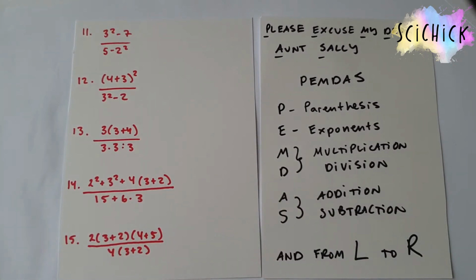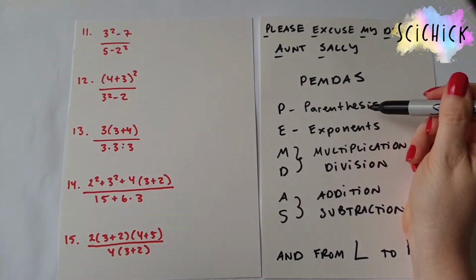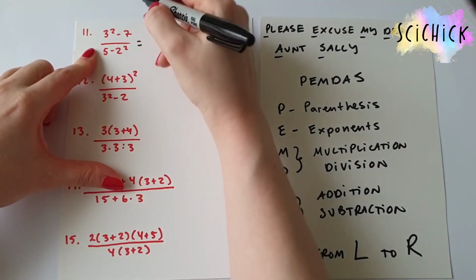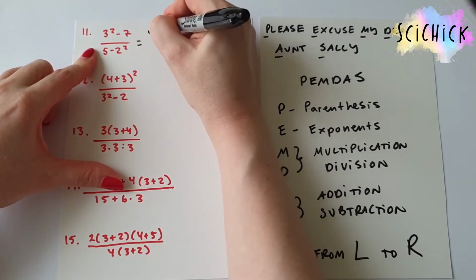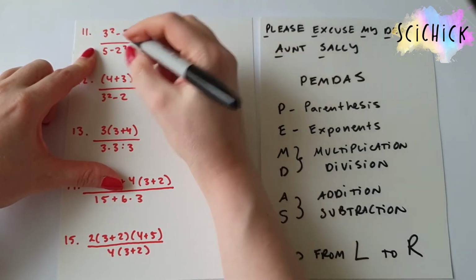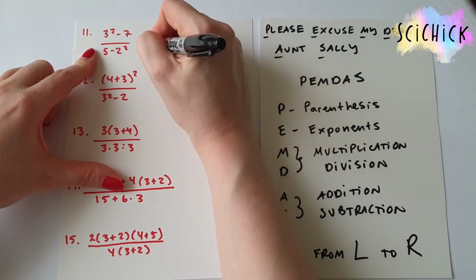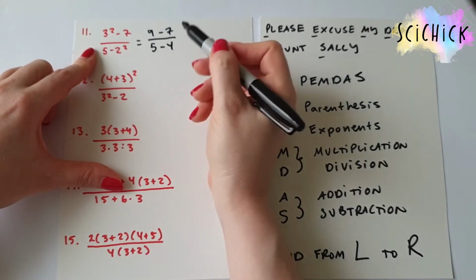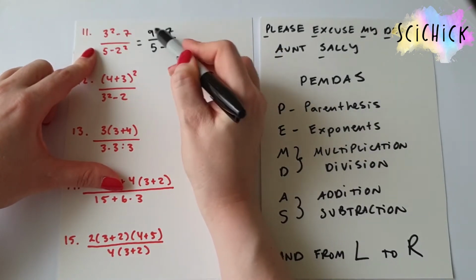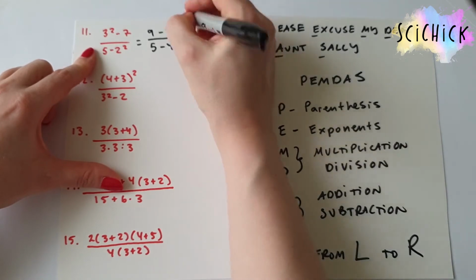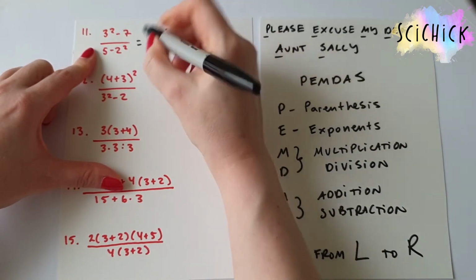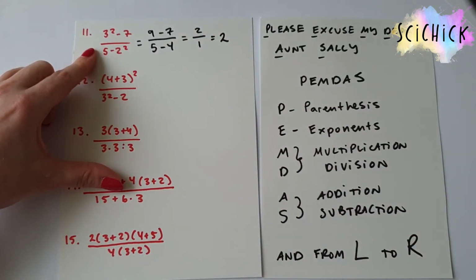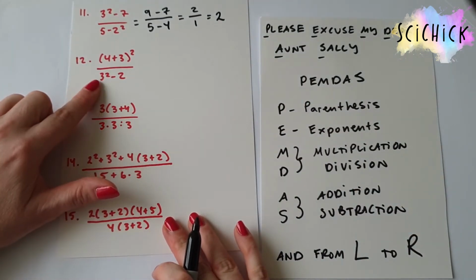Okay, whoa. So, do we have parentheses? We do not. Do we have exponents? We do. So let's start here. 3 times 3, it's a 9, minus a 7. 5 minus 2 times 2, that's a 4. So it's 2 times 2, which is 4, or 2 squared. 3 squared, or 3 times 3, is a 9. So 9 minus 7, that's a 2. 5 minus 4, that's a 1. And we got a 2. Okay? Okay, happy.